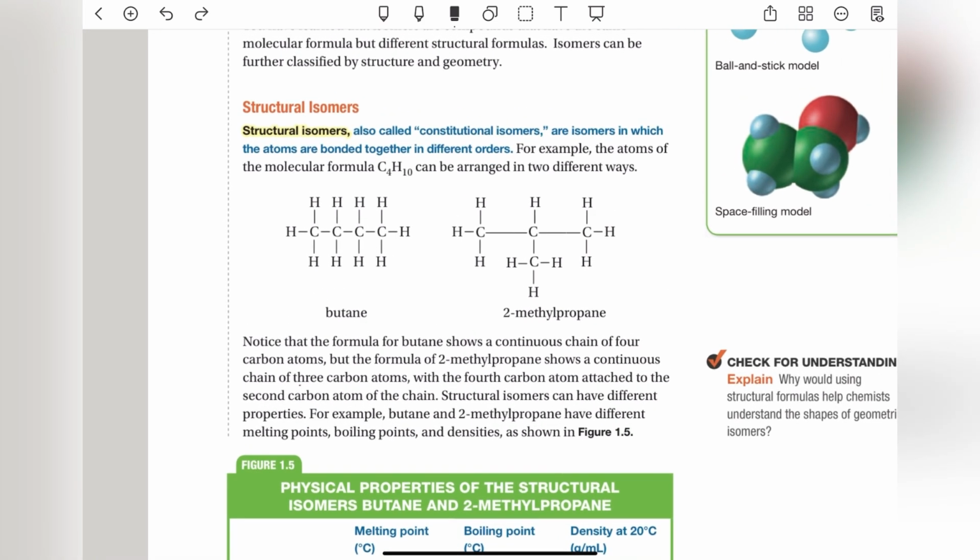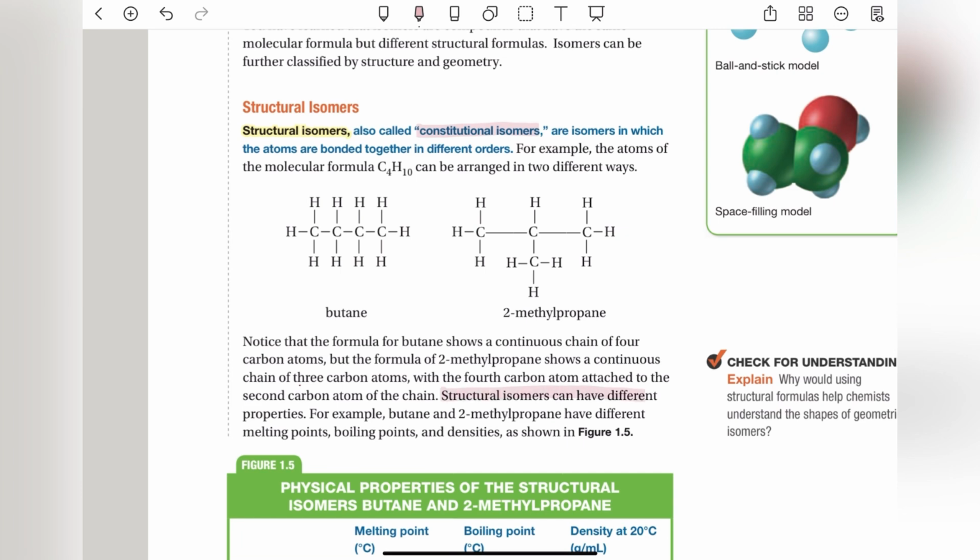Structural isomers are also called constitutional isomers, and they are isomers in which the atoms are bonded together in different orders. For example, the atoms of the molecular formula C4H10 can be arranged in two different ways. So here we have the aforementioned butane and 2-methylpropane. Notice that the formula for butane shows a continuous chain of 4 carbon atoms, but the formula of 2-methylpropane shows a continuous chain of 3 carbon atoms, with the 4th carbon atom attached to the 2nd carbon atom of the chain.